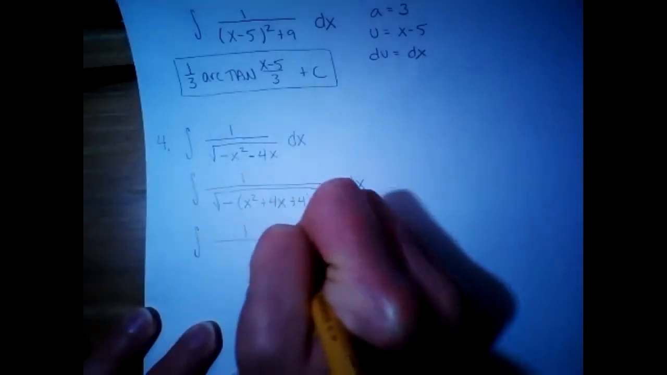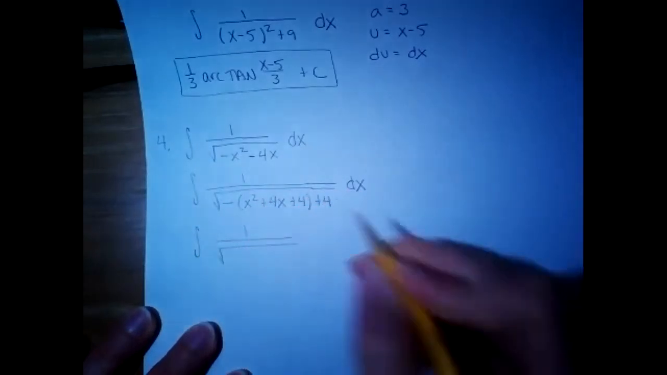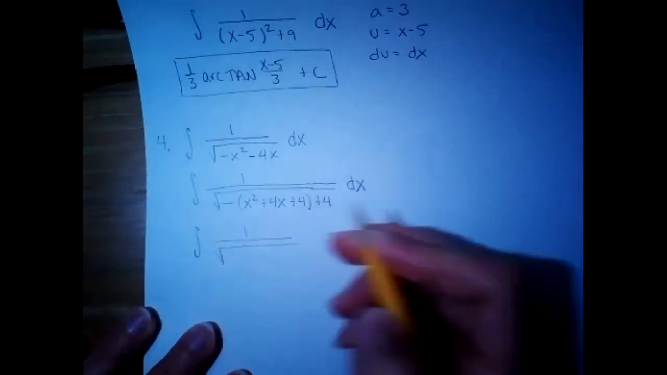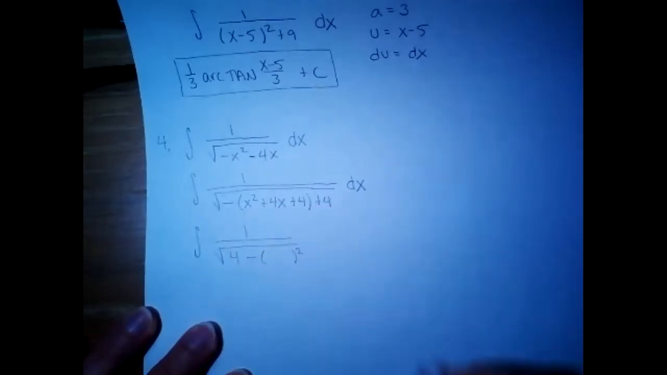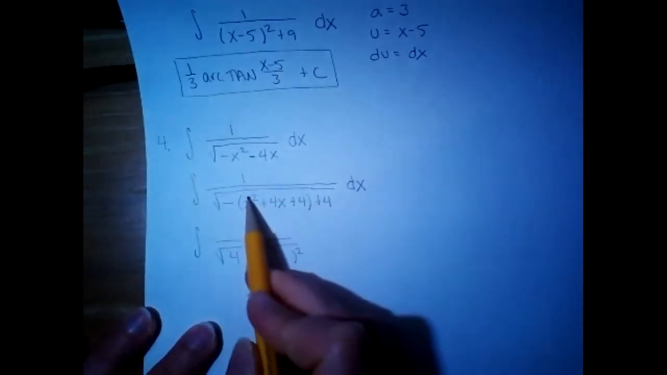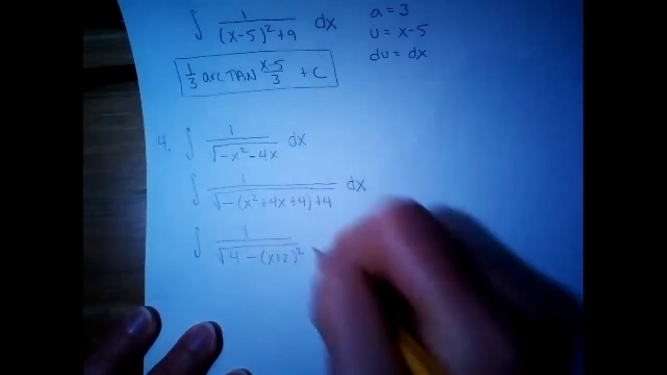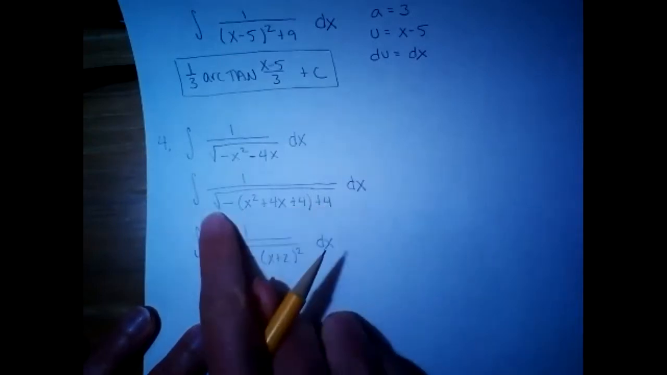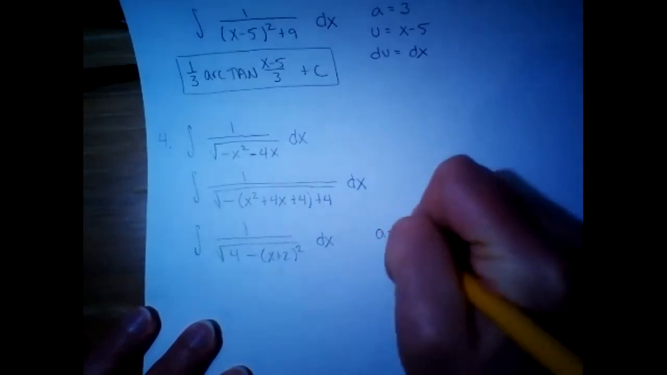All right, so this is going to be integral 1 over, and then let's see what we have got here. I'm actually going to put this 4 in front so I can have 4 minus the other stuff. So this will be 4 minus something squared. And if you factor what's in the parentheses there, it's going to be x plus 2. So again, I just wrote this 4 out front so that it could be 4 and then minus all that stuff. So a is 2.